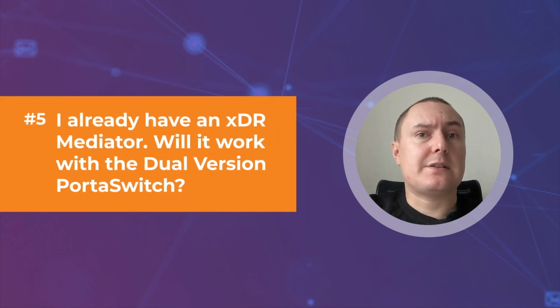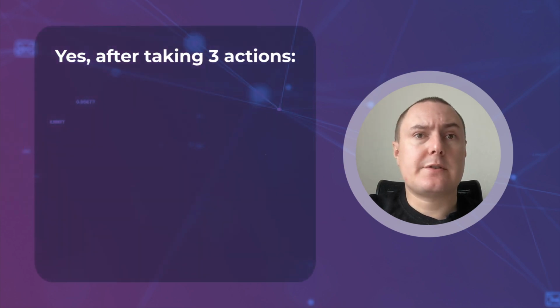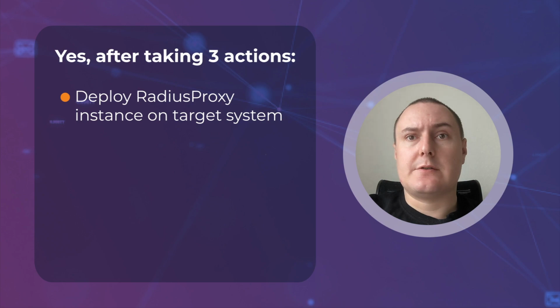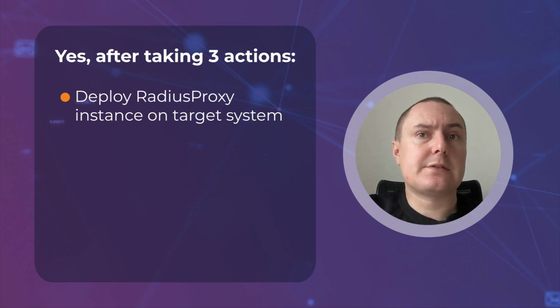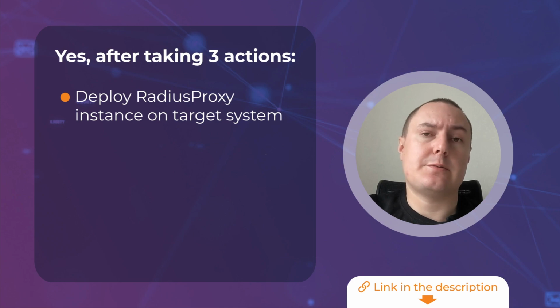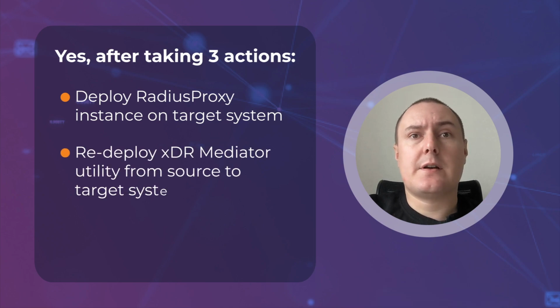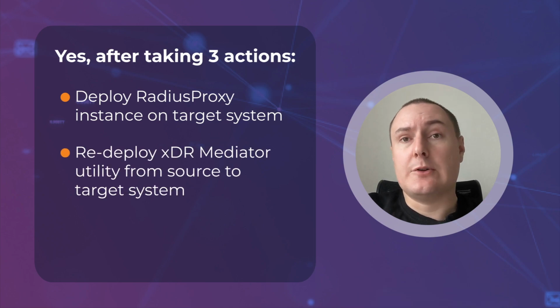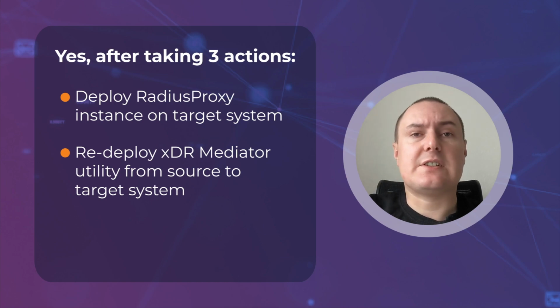I already have an xDR Mediator. Will it work with the PortaOne Dual Version solution? The answer again is yes. To use the xDR Mediator with Dual Version PortaSwitch, all you need is a Radius proxy instance deployed on the target system. You can find out more about the Radius proxy component using the link you find in the description of this video. And the xDR Mediator is switched or redeployed from the source system to the target system.